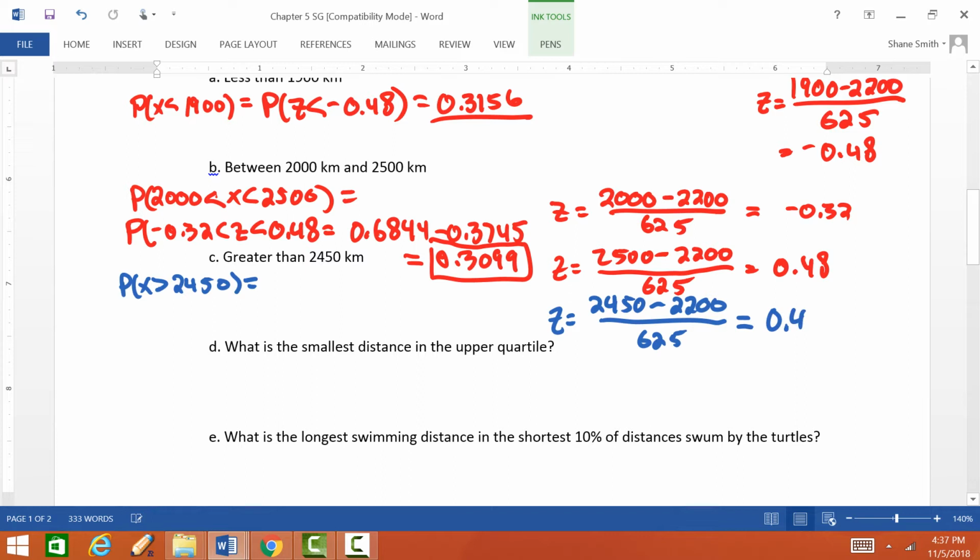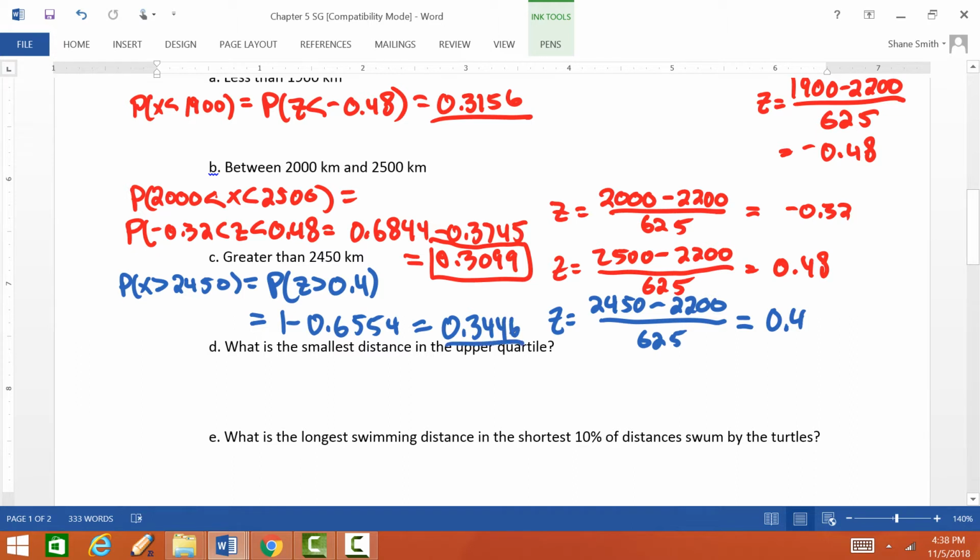0.4. So probability z is greater than 0.4. 1 minus 0.6554. So this is a greater than. So remember, when I look up 0.4, this is the number you should look up, 0.6554. 1 minus that, though, is what we have to do because it is a greater than. So that's 0.3446.